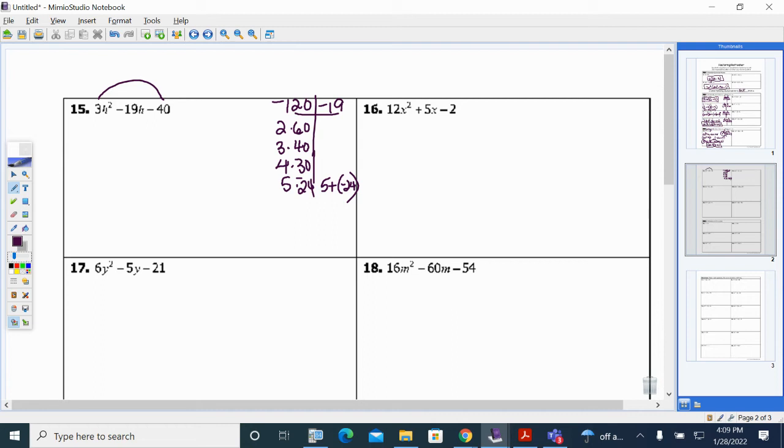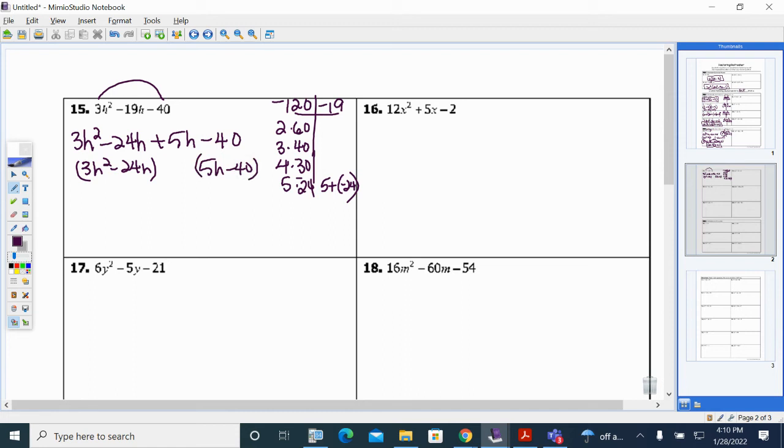When I write this, 3h squared, I'm going to put the minus 24h first and then the 5h next. And that's just my own personal preference. I like the 5 with the 40. So from here, again, we have 4 terms. We're going to factor by grouping. So you're going to group that 3h squared minus 24h together and the 5h minus 40 together.